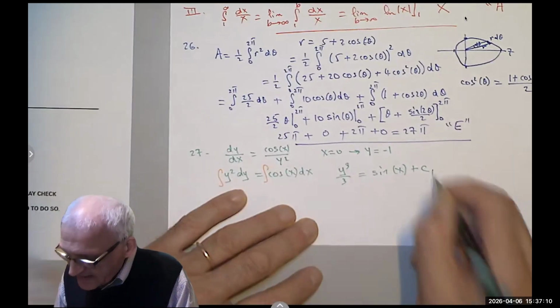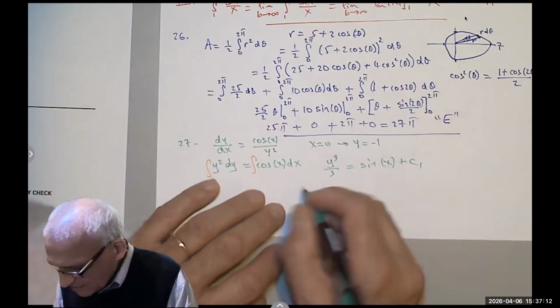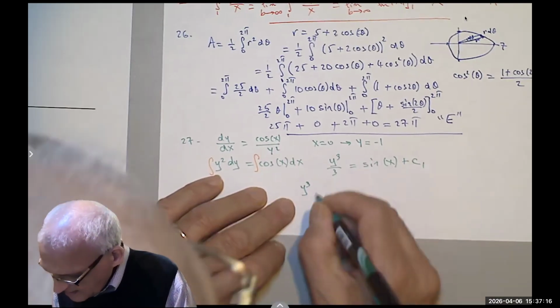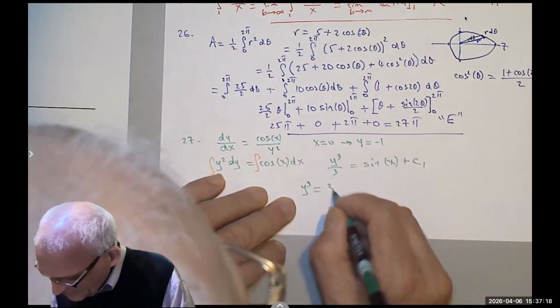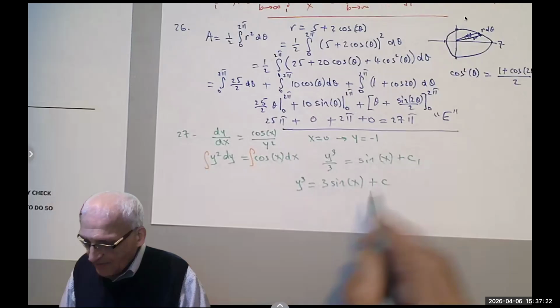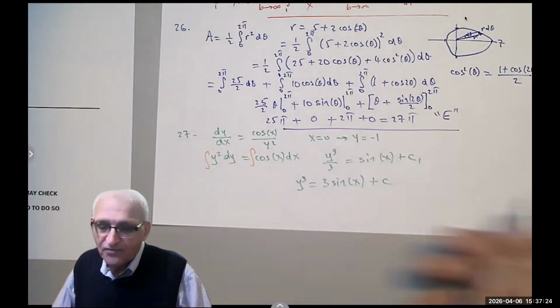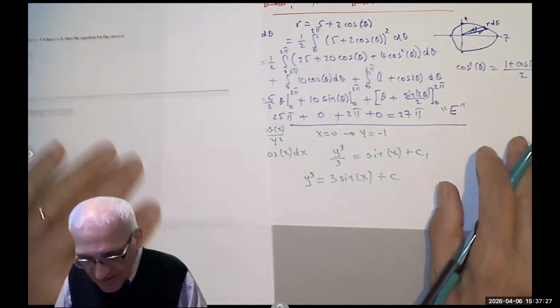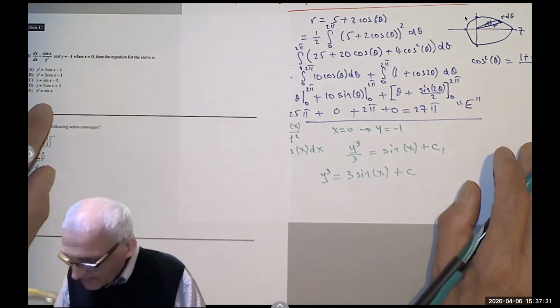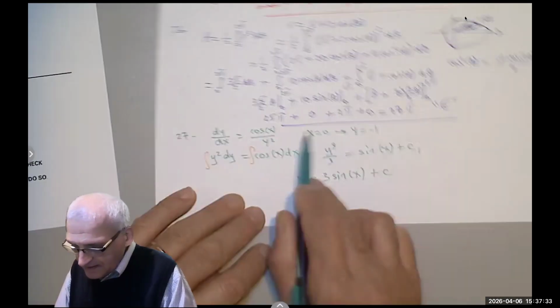So let's call that C1, because I know some people will say, how do you multiply C by 3 and you still get C? Okay, so this would be 3 sine of x plus C. So I'm going to call 3C1 a new constant that I'm going to call C.